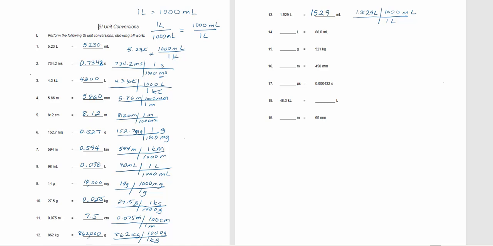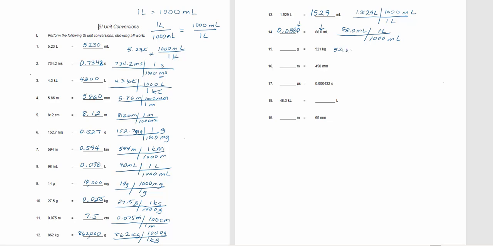And number 14, I want to convert my milliliters into liters this time. So I start with my 88 milliliters. And this time, milliliters is in the denominator. So the 1,000 stays with the milliliters. And I'm going to divide. So this is 0.0880. This is a significant digit, and therefore it stays in the unit conversion.